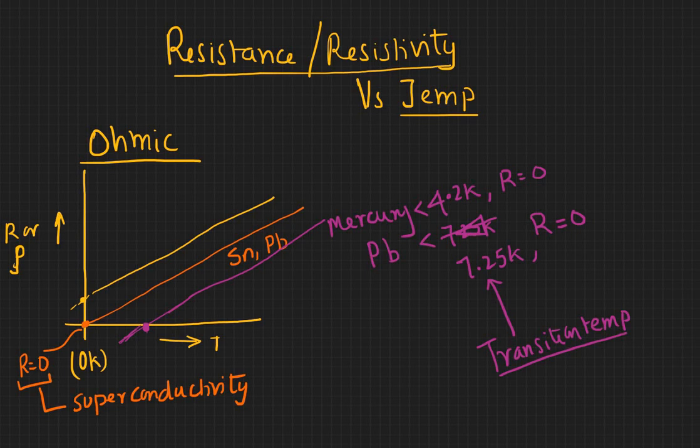Let me summarize again. Superconductivity is a property wherein at a particular temperature for a material the resistance becomes completely 0, so it becomes very conductive. For materials like lead and tin, it happens at 0 Kelvin. For other materials like mercury and lead, it may happen at a slightly higher temperature.